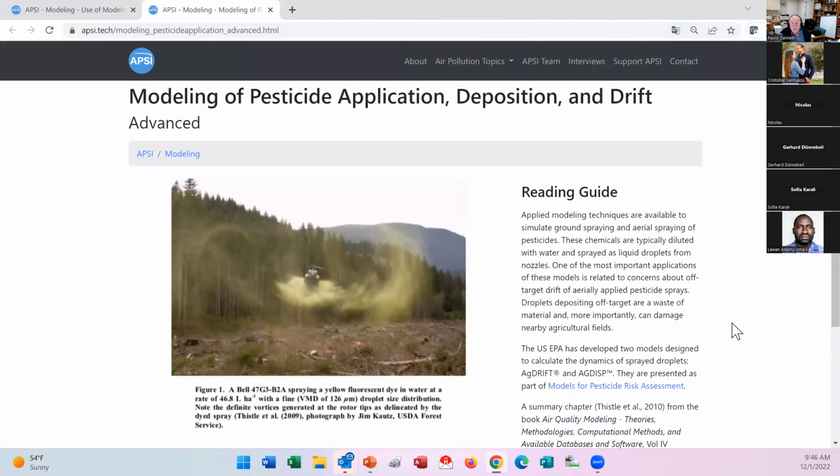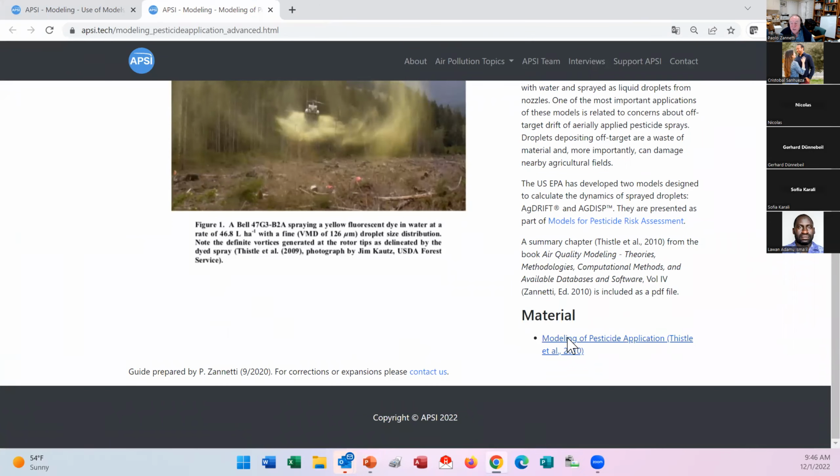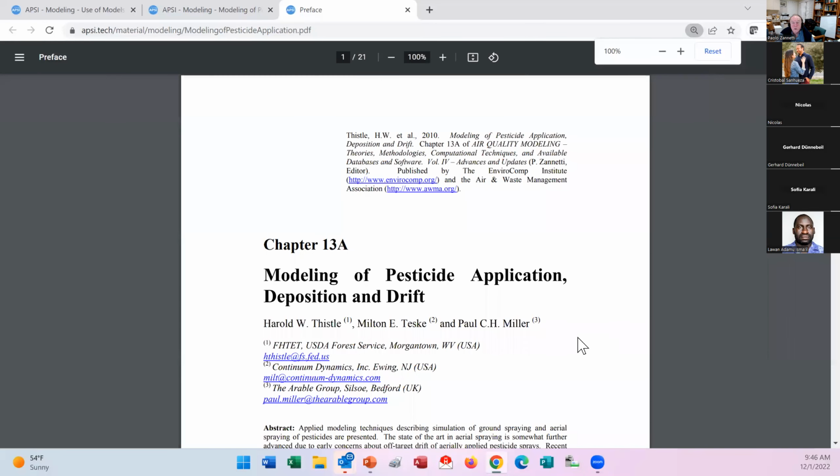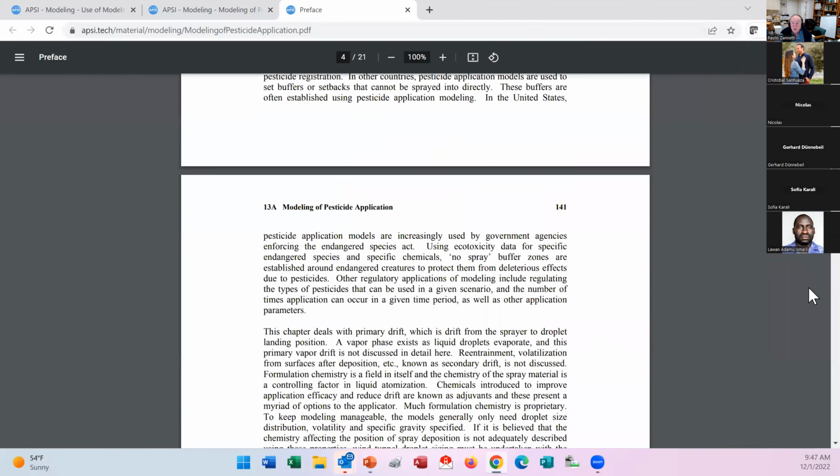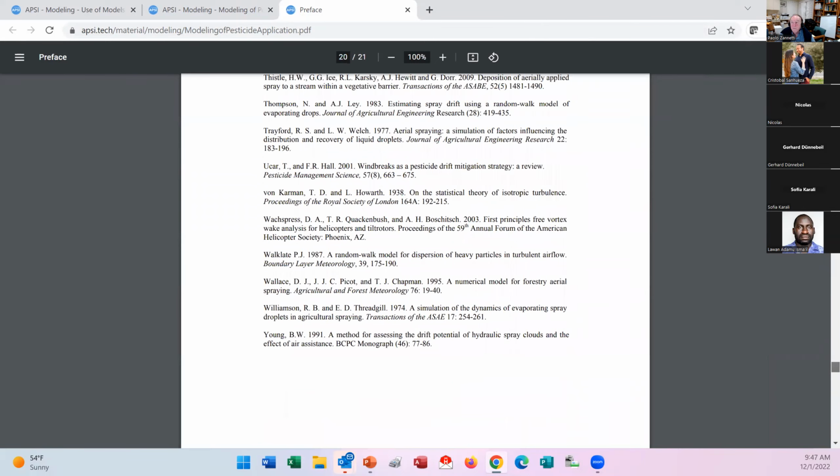what do we have here? Yeah, pesticide application is quite a challenge. Sometimes the spray material does not go where we want it to go. And so there is an entire chapter here of modeling of pesticide application, deposition, and drift. So if you are involved in cases of agricultural problems, pesticide, read this chapter, it is quite well done.